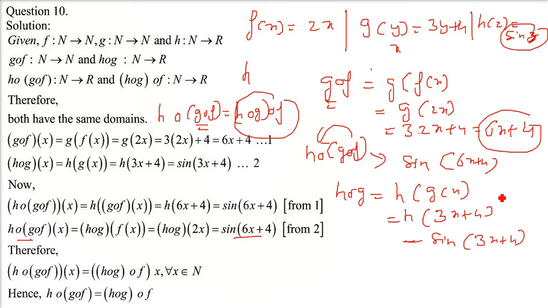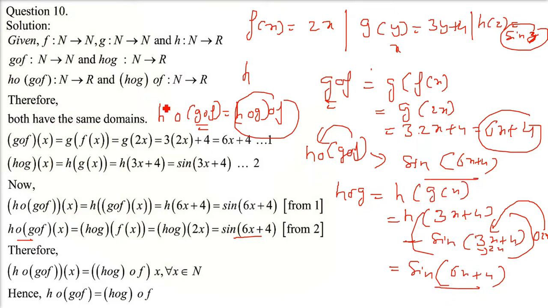Now h o g of f. So f will be what? sin(3x plus 4) operation of 2x. So in place of x, you have to put 2x, f(x) you have to put here. So sin(3 into 2x plus 4), that is sin(6x plus 4). Right? So both are same, and this we have verified. This 9th and 10th question are exactly same. The operation should be same.